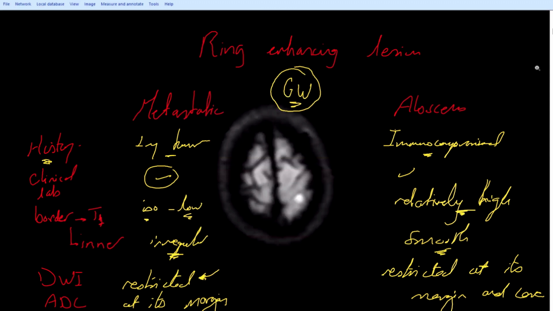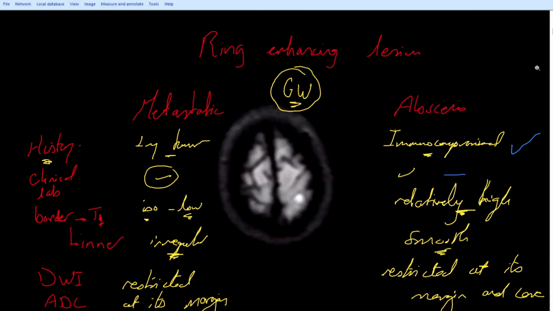If we apply this to our case, the patient is a young adult and immunocompromised. We don't have any history of primary tumor. The clinical and laboratory findings are really not typical for abscess; it's borderline.